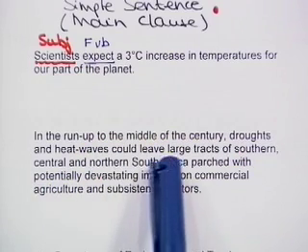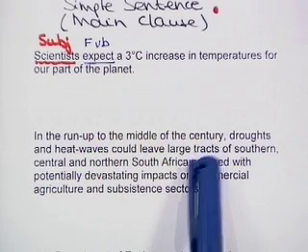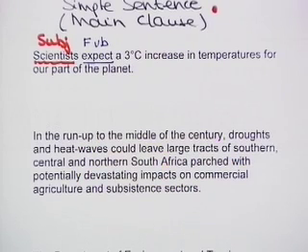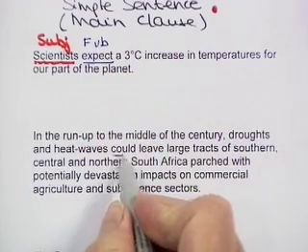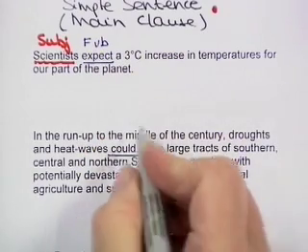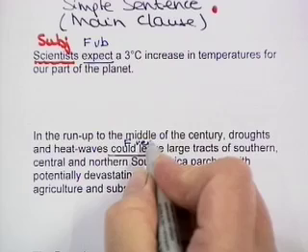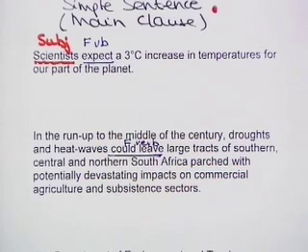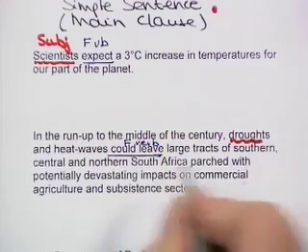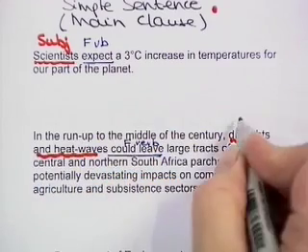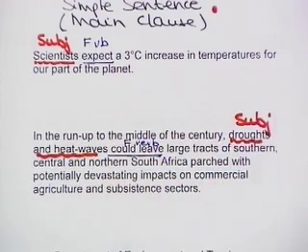In the run-up to the middle of the century, no verb there. Droughts and heat waves could leave. There it is. But it's more than just leave. Could leave. Finite verb. How do we find the subject? You ask who or what before the verb. Who or what could leave? Droughts and heat waves could leave. So that's our subject.